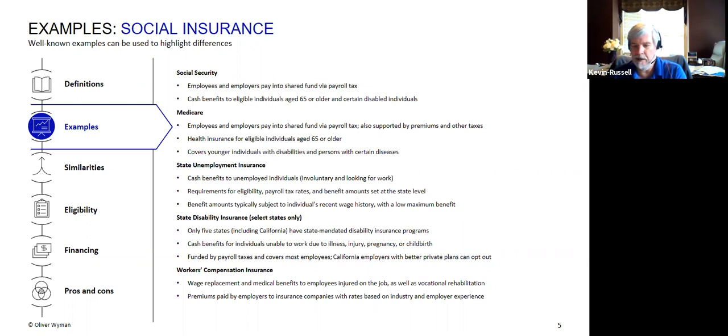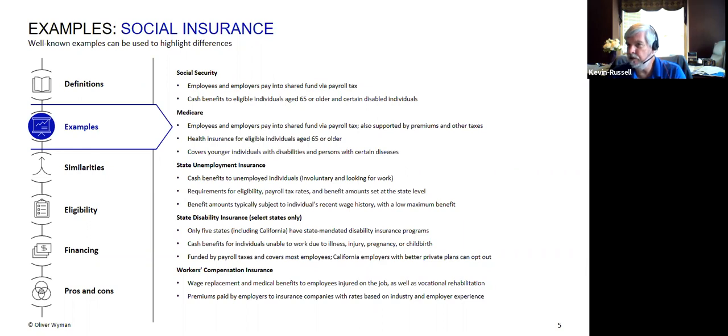Almost everybody who's a worker pays into Social Security. Exceptions include certain religious groups, foreign students who are doing part-time work at the university contingent upon their continued enrollment at the university, and foreign government employees. However, if you're a non-resident alien working in the US, even if you're working for a foreign company, you do pay Social Security taxes. The second example is Medicare.